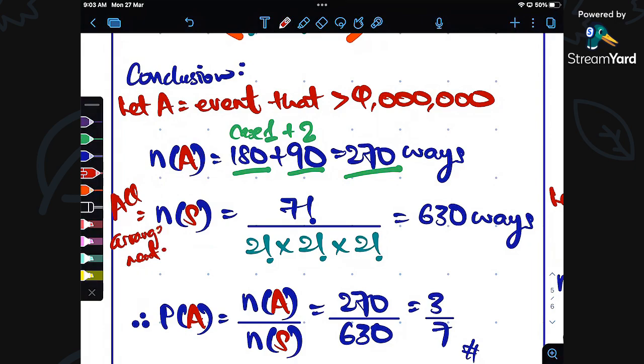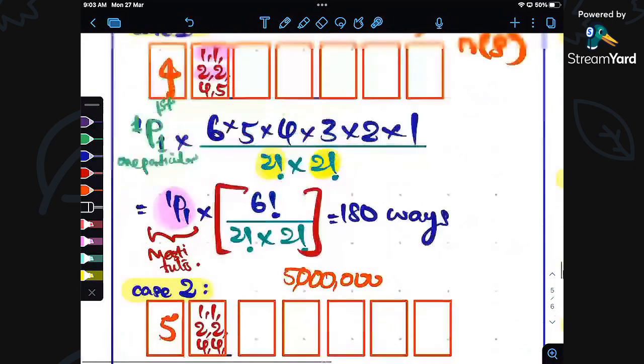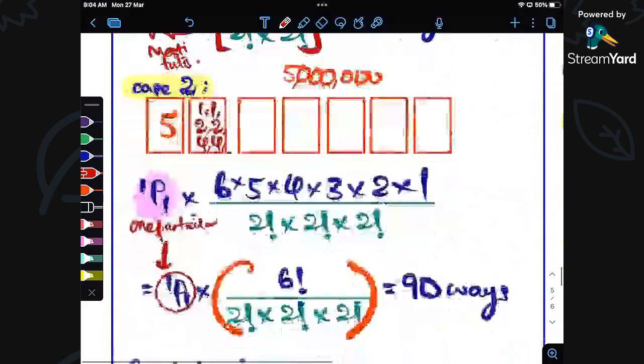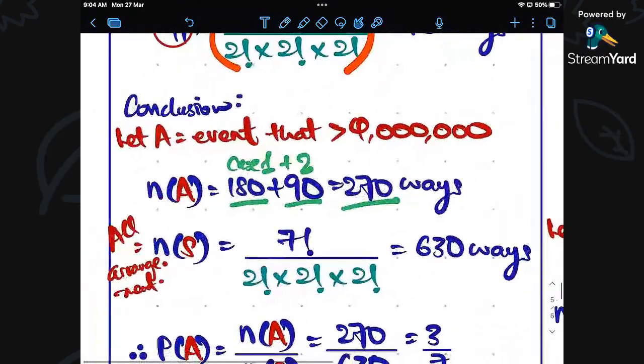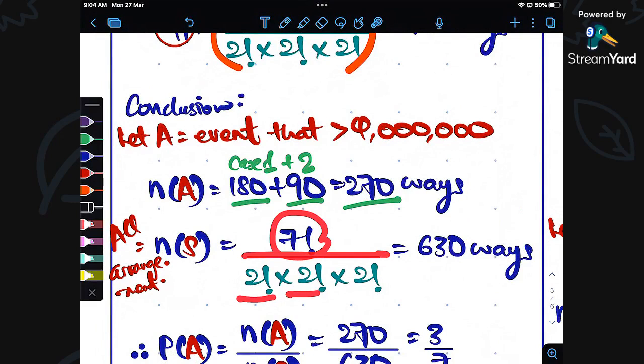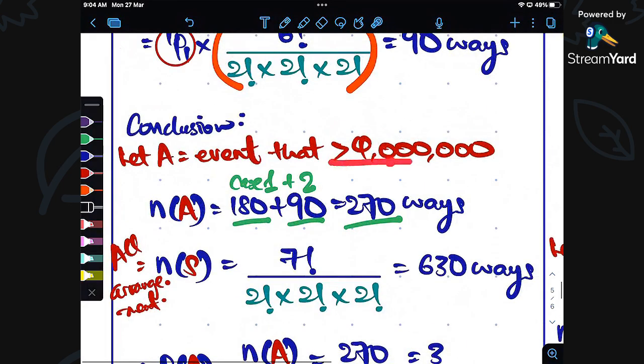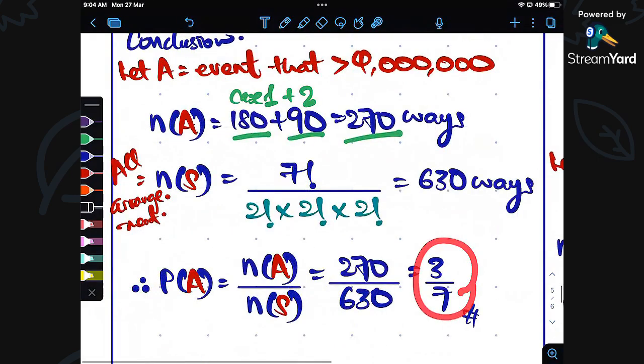You remember how to find all arrangements? All arrangements is very easy. The total digits, which is 7, isn't it? 7 factorial divided by every repeated object. You must remember this. Mesti bahagikan kalau dia mempunyai repeated object. And so we got here 630 ways. So in order to find the probability, in conclusion, 270 divided by 630, I will get 3/7. This is the probability of getting 4 million and above. This is the correct answer.